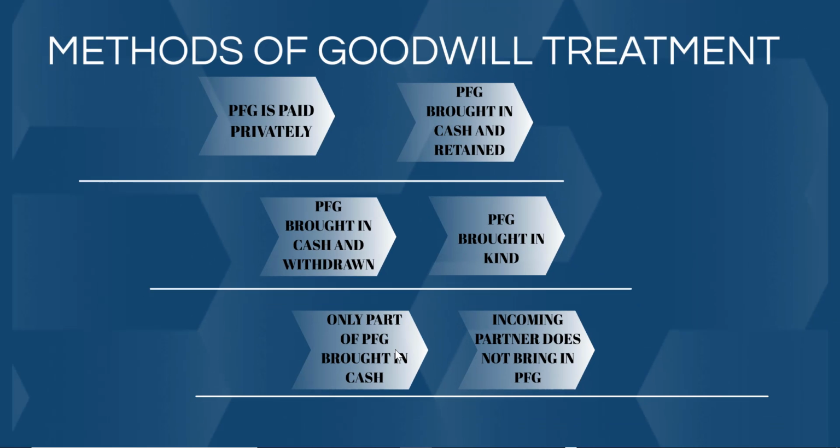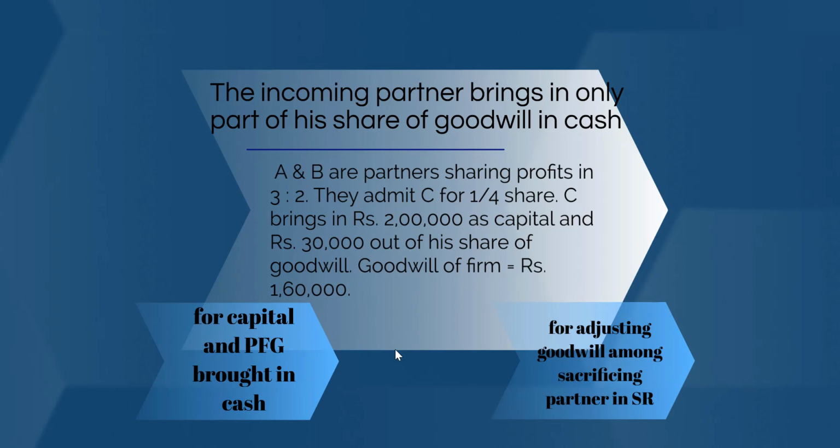The fifth method: when only part of the premium for goodwill is brought in cash. A and B are partners sharing profits in 3:2. They admit C for 1/4 share. C brings in rupees 2 lakh as capital and rupees 30,000 out of his share of goodwill. Goodwill of the firm is rupees 1 lakh 60,000.